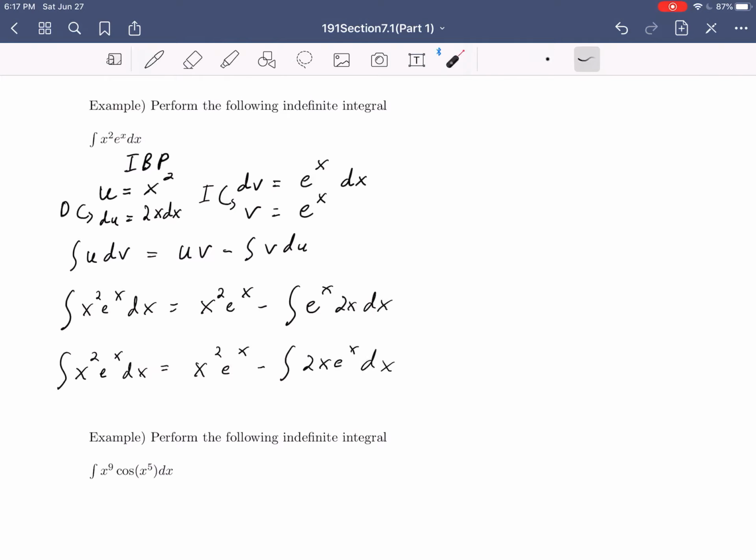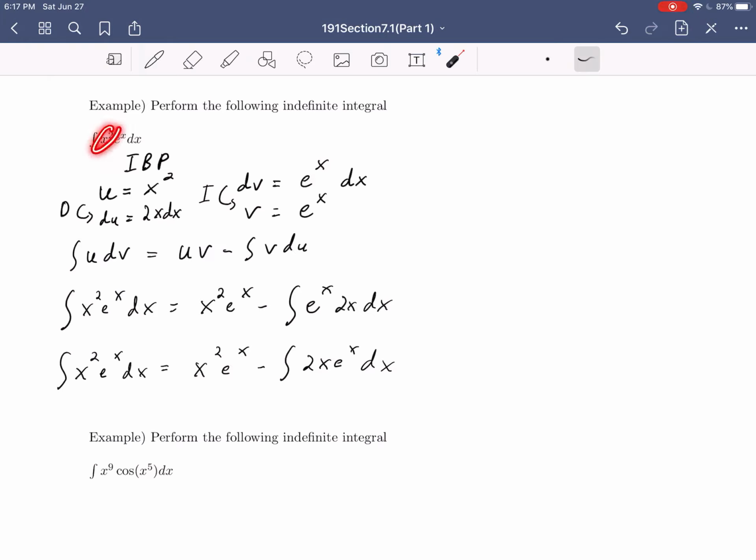Okay, this time I'm not particularly thrilled by what I got here because it's still a product. We still have x e to the x. But the only good thing is instead of having a quadratic there, it actually has a linear term. So it got a little bit better, but it's still a product. I can't just directly integrate this. But we have this technique, integration by parts. Let's try it again. Right?